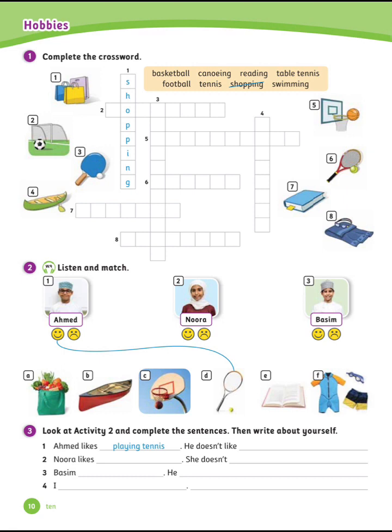Exercise number 1. Complete the crossword. Read these words and put them in the correct place. Number 1 is done for you. Shopping. Number 2. Football. Number 3. Table tennis.